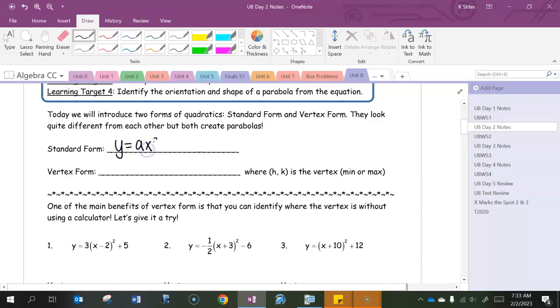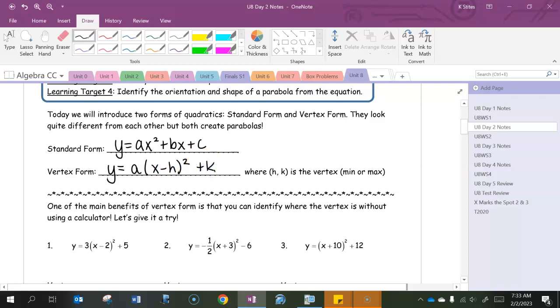Y equals ax squared plus bx plus c. And we're going to see this form a lot over the course of the next few units. When we get to unit 10, we'll introduce another form as well called factored form. But for now, standard form and vertex form are the ones you need to know about. Vertex form looks like this. Y equals a, and then in parentheses, x minus h squared plus k.